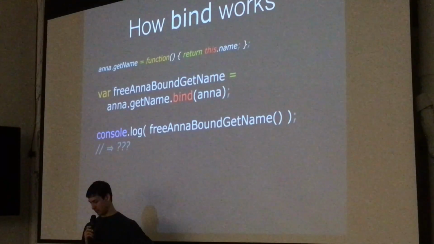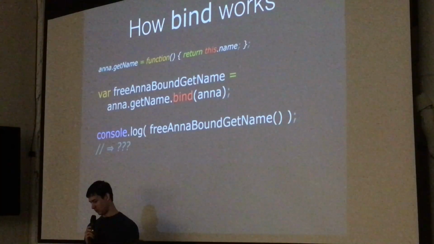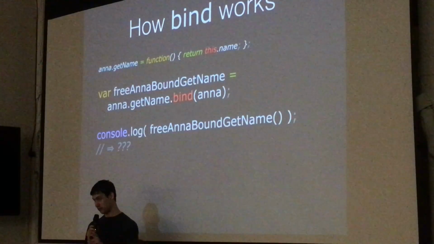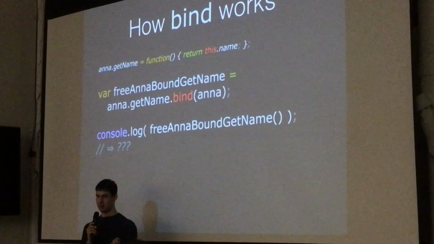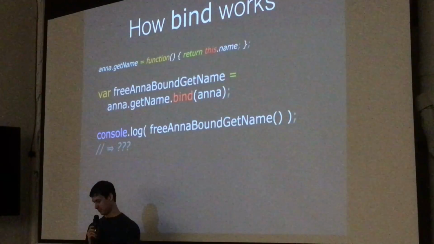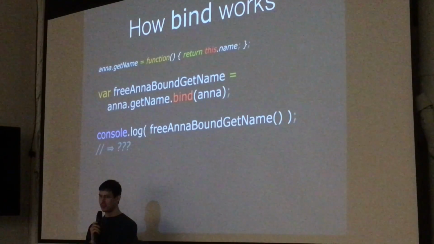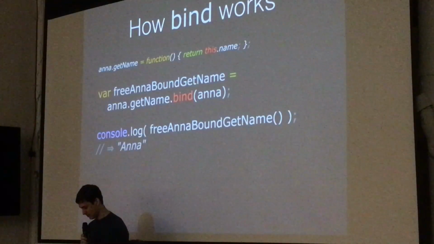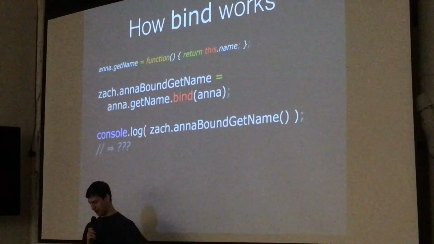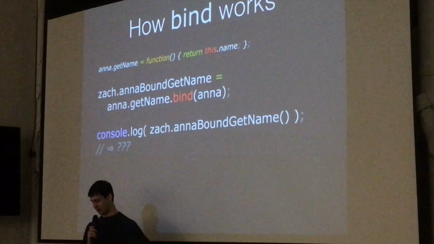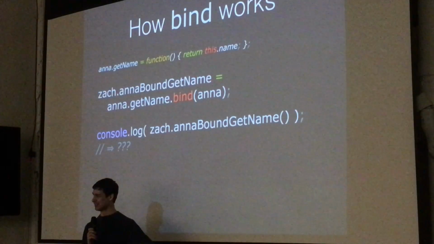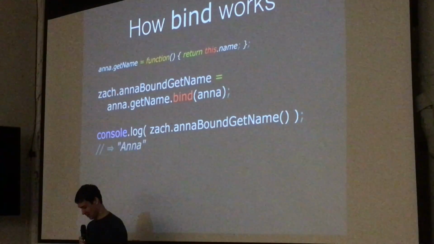So we have Anna.getName, which normally returns Anna's name, and we bind it to Anna again. But then we store that in a global variable that isn't assigned to the name. So whose name will it return? Yes, Anna. Now how about Zach? We take getName, we bind it to Anna, but then we put it in Zach. So, yes, still Anna.